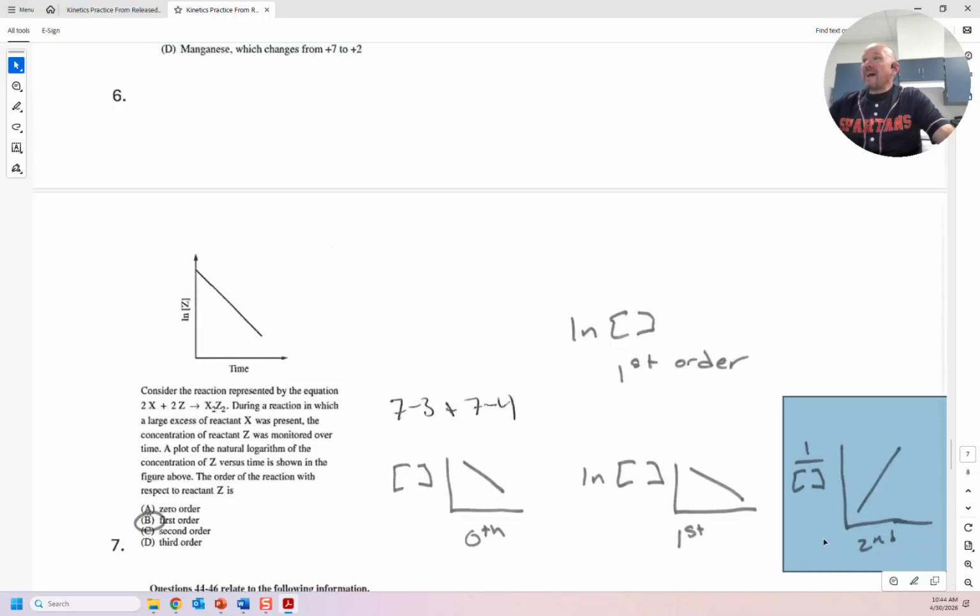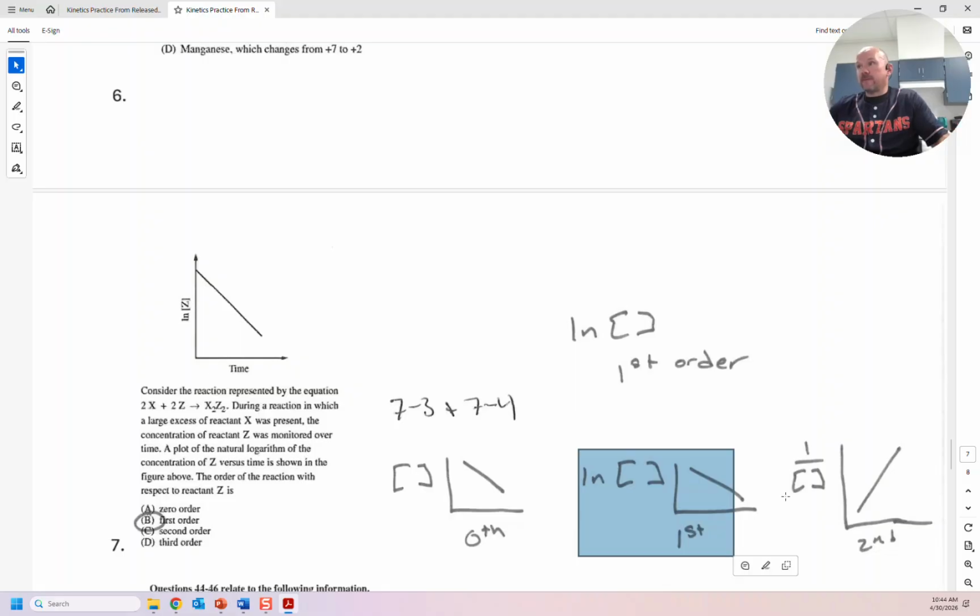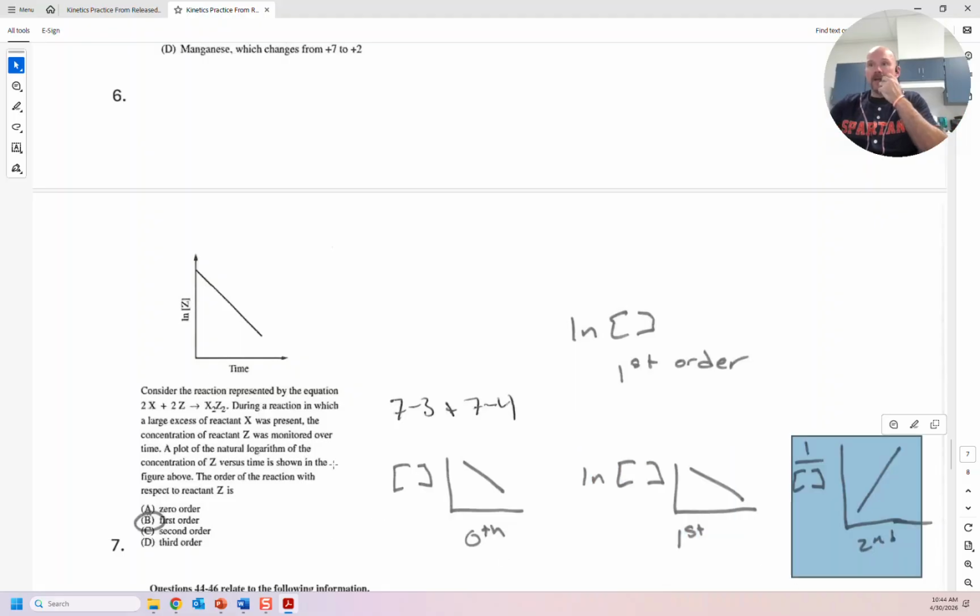Remember, when you graph concentration versus time data and you make these 3 different graphs, only one gives you a straight line. And the one that produces the straight line is the order. If it's this one, it's 0 order. If it's this one, it's first order. If it's this one, it's second order. All right. So I saw that graph that's asking me, what does that tell me about reactant Z? It's telling me reactant Z is first order. Okay.